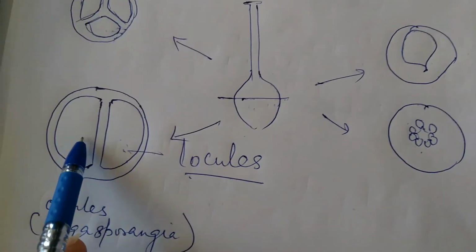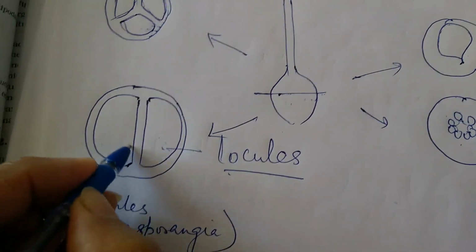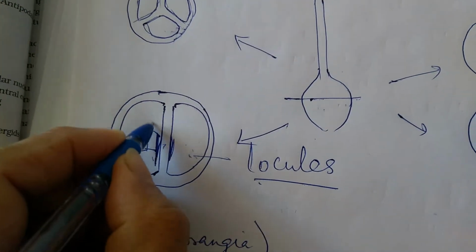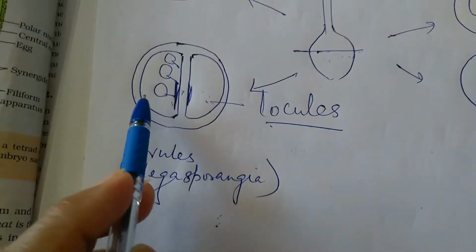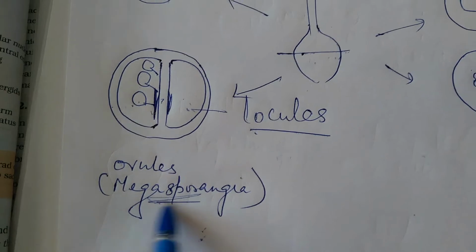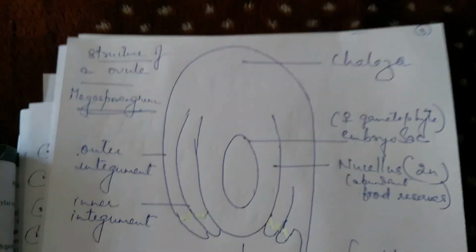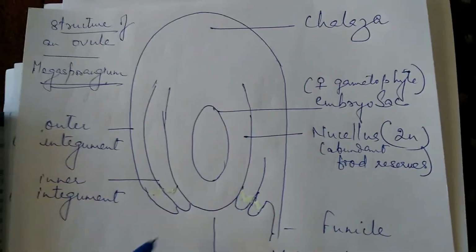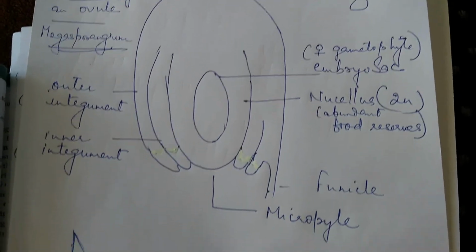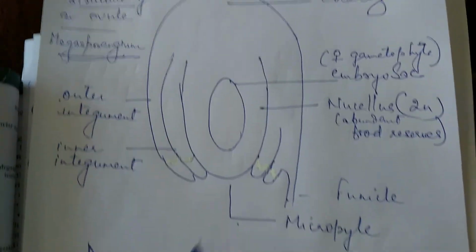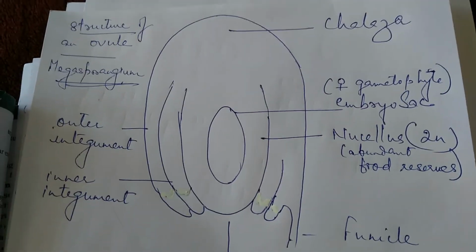Now in these locules at the placenta, this is placenta, at the placenta ovules may be attached. Okay, these ovules may be attached at the placenta, and the ovule is also known as megasporangia. Now coming to the structure of ovule. Ovule is also known as megasporangium, and one ovule has 2 parts. This is micropylar end and this is chalazal end. The ovule, which is also known as megasporangium.